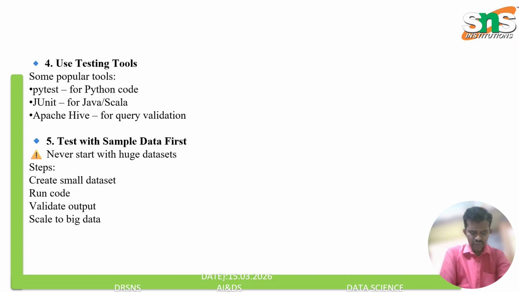Next, we can use testing tools. Some popular tools are PyTest, JUnit, and Apache Hive. PyTest is used for Python coding, and JUnit is used for Java and Scala. Apache Hive is used for query validations.